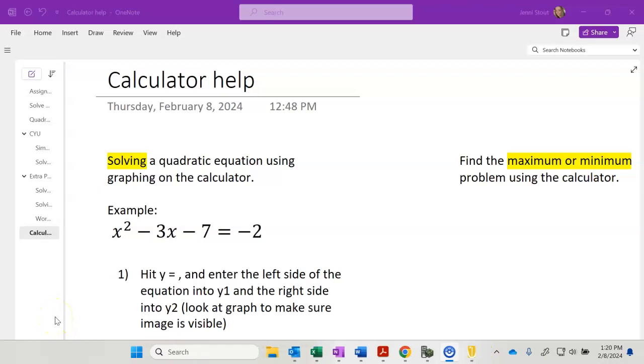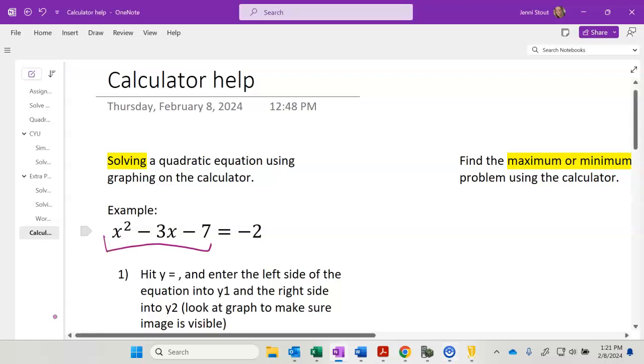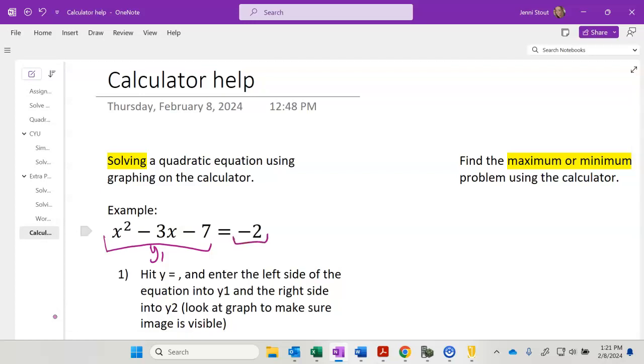In this video, I'm going to show you how to solve a quadratic equation using your graphing calculator. We're going to use this example: x squared minus 3x minus 7 is equal to negative 2. What we're going to do first is enter the left side of this equation into y1 in our calculator and the right side of the equation into y2 in our graphing calculator.